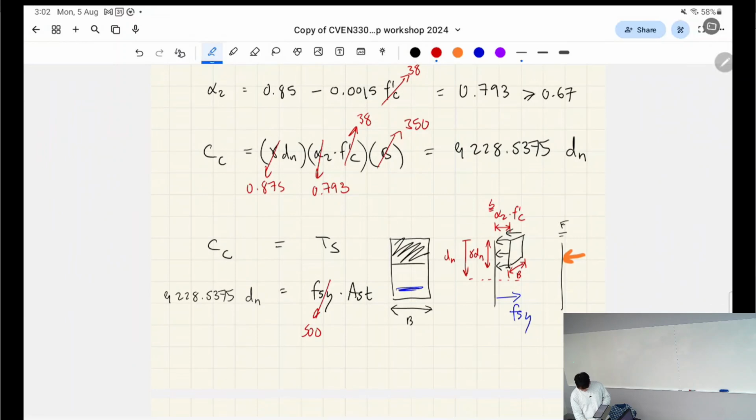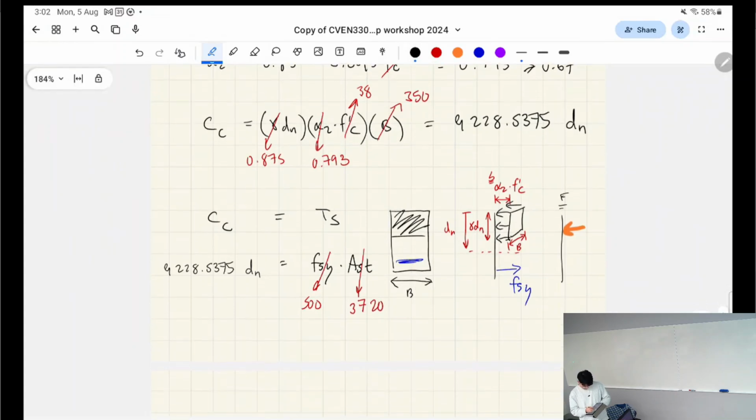FSY is like that, and AST, let me check the question again. It should be given above in the question. The area is 3720 millimeters squared, right? So solving for dn is quite straightforward when we don't have compressive bars. Compressive bars usually aren't yielded, and it will result in a quadratic equation for dn. Right, it's going to be dependent quadratically.